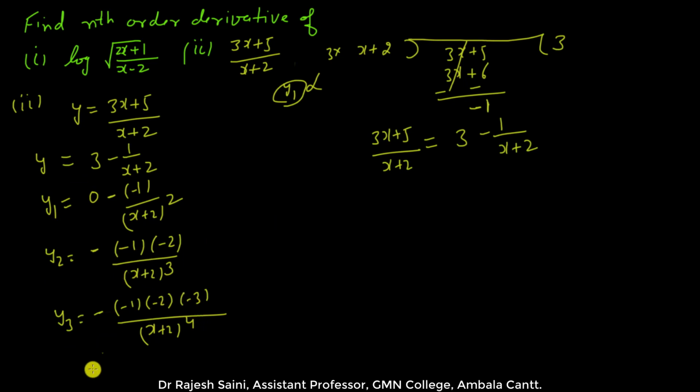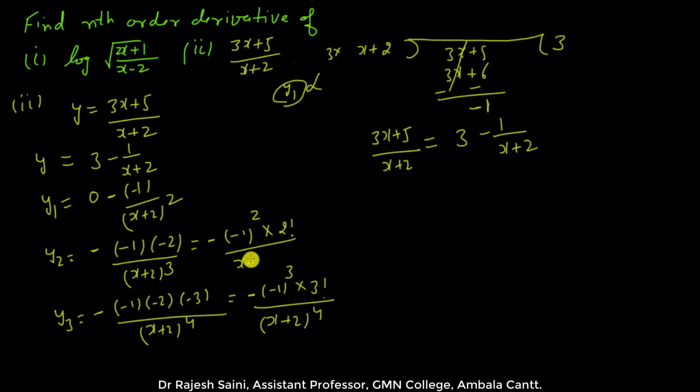If you want, you could also write one more, but I think it's enough. Minus minus minus, it will be minus 1 raised to the power 3, 1 into 2 into 3, which is nothing but 3 factorial divided by (x plus 2) raised to the power 4. Minus 1 squared into 2 factorial divided by (x plus 2) raised to the power 3. Fine.